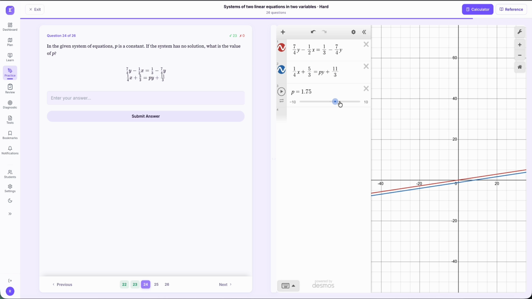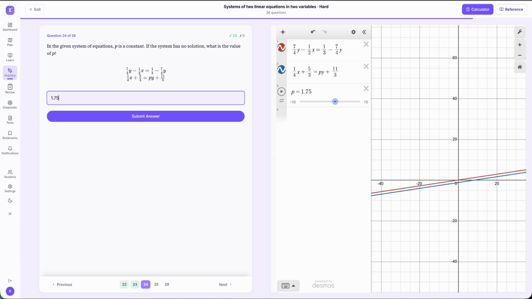This is the issue with the slider, right? If they put a decimal, like this one actually turned out to be a decimal. Most of the time it's a whole number, but this one's a decimal. If you have a decimal, it's gonna be harder to get the slider exactly on it, right? So let me show you the algebra.